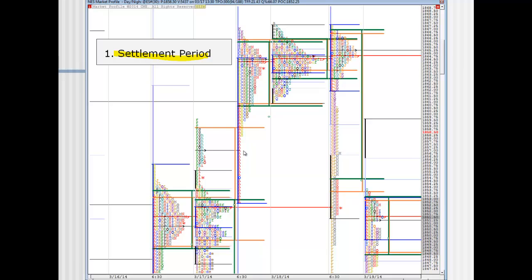Now, that's not why it is important. There are a number of reasons that make that 15-minute period incredibly significant.